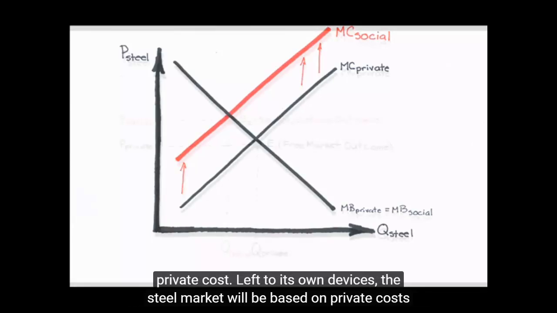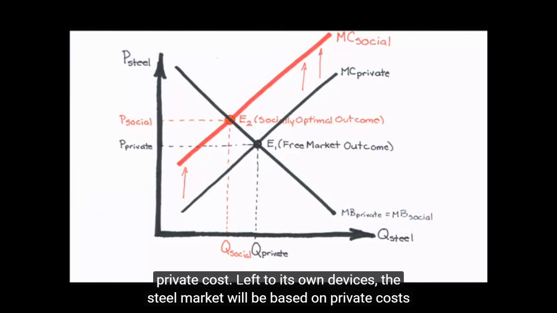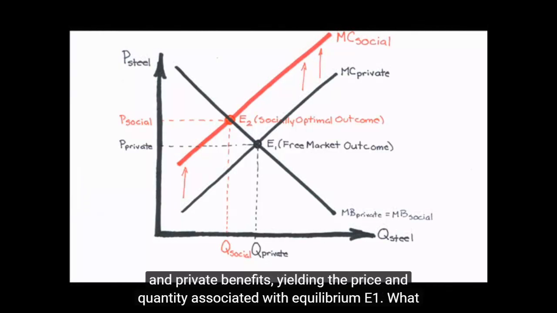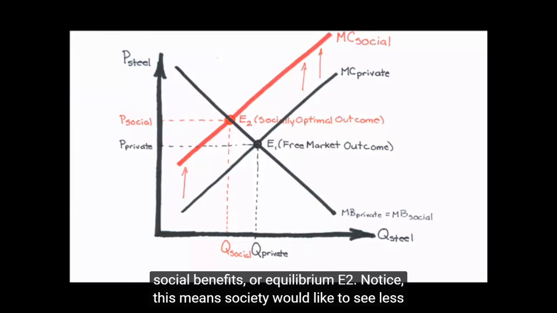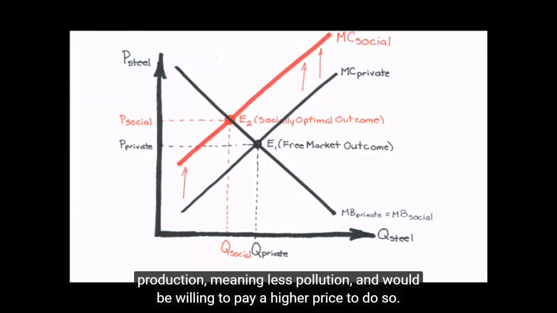Left to its own devices, the steel market will be based on private costs and private benefits, yielding the price and quantity associated with equilibrium E1. What would society rather see? The socially optimal outcome would be based on social costs and social benefits, or equilibrium E2. Notice, this means society would like to see less production, meaning less pollution, and would be willing to pay a higher price to do so.